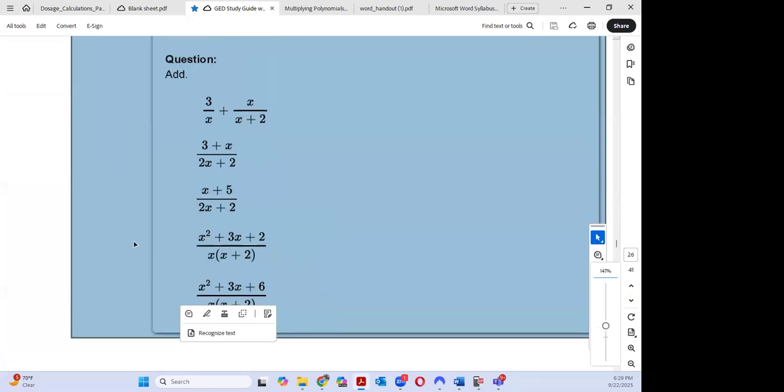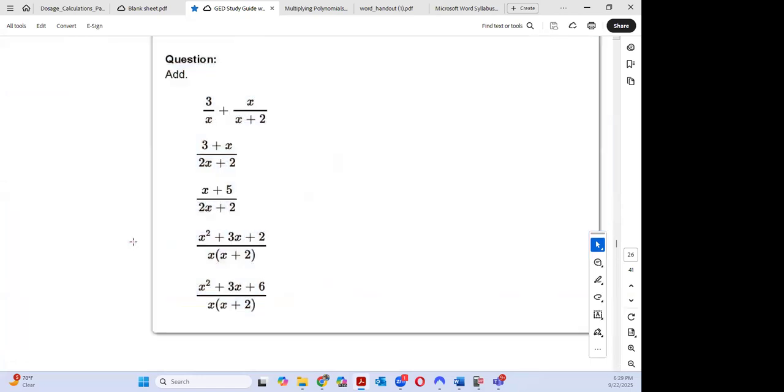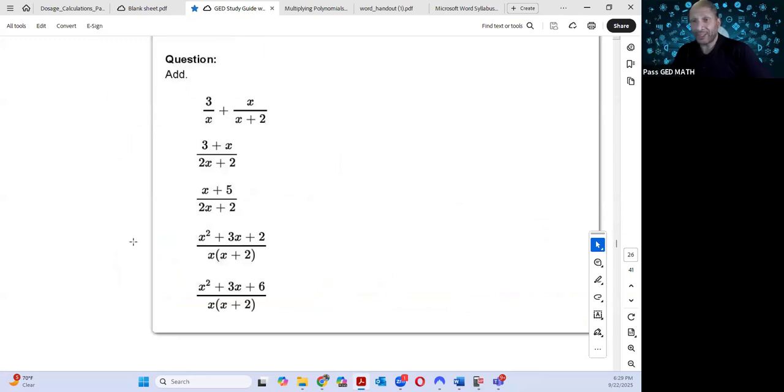First thing you have to look at: they don't have the same denominator. Second step, multiply each term by the other denominator, top and bottom. It doesn't matter what problem you get.